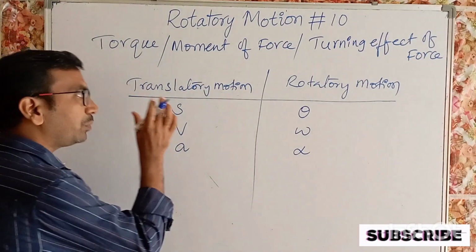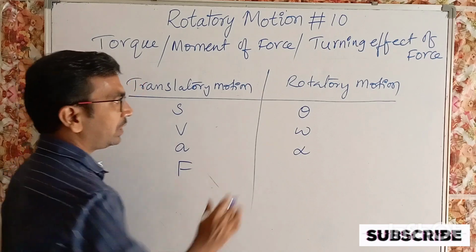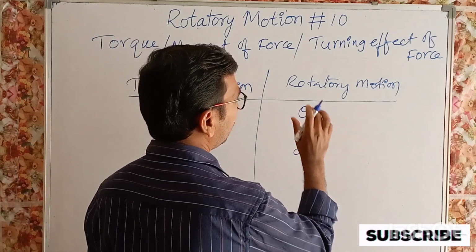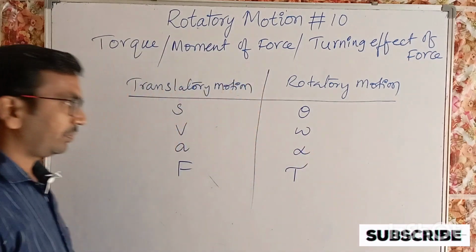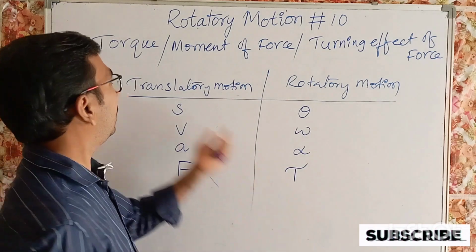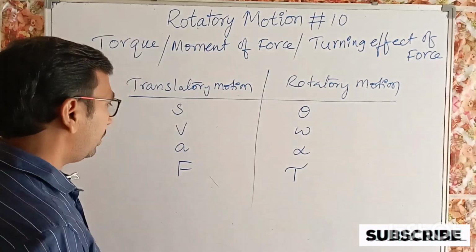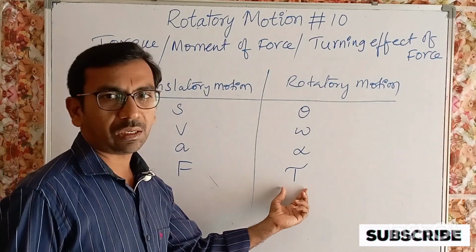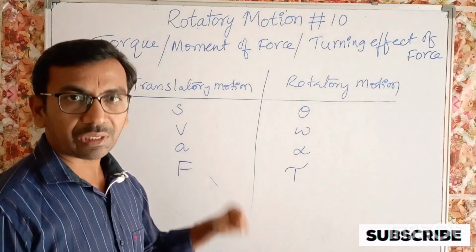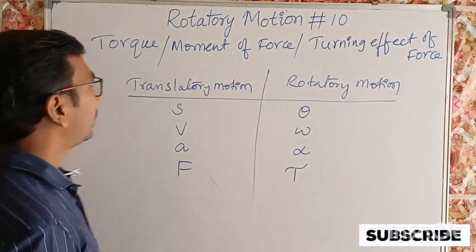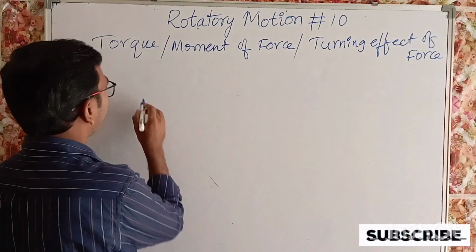Similarly, in translatory motion, linear force is F. In rotatory motion, force acts like tau. So what is tau called? Torque, or moment of force, or turning effect of force. The rotational analog of force is torque. So today we will discuss torque.